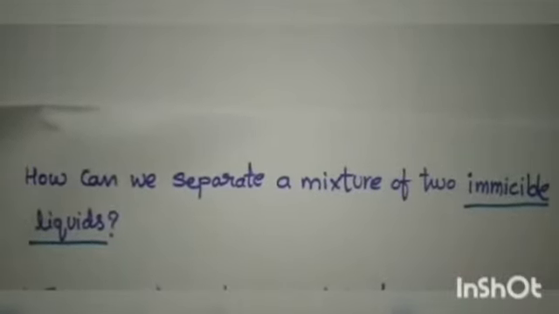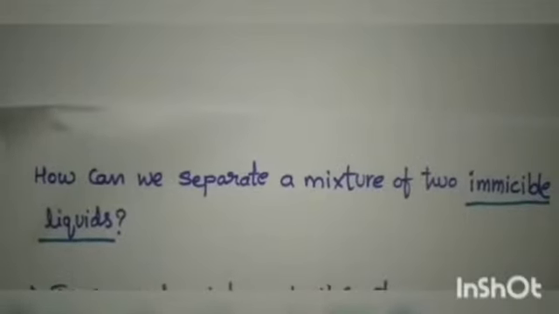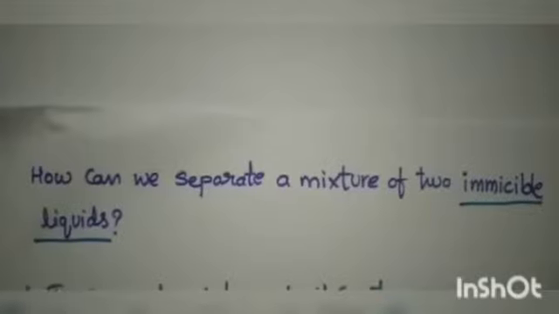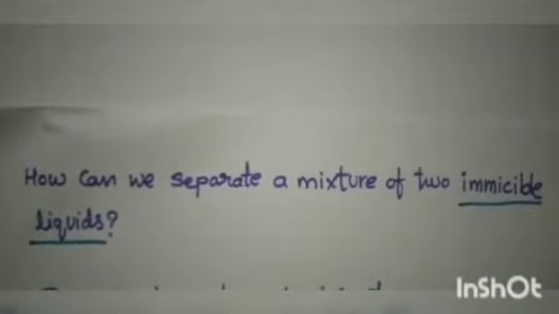Miscible liquids means, for example, acetone. Okay, it is a nail polish remover. If you mix it with water, it will completely dissolve. So you cannot see the difference between which is a water molecule and which is an acetone molecule. So that is called miscible liquids.